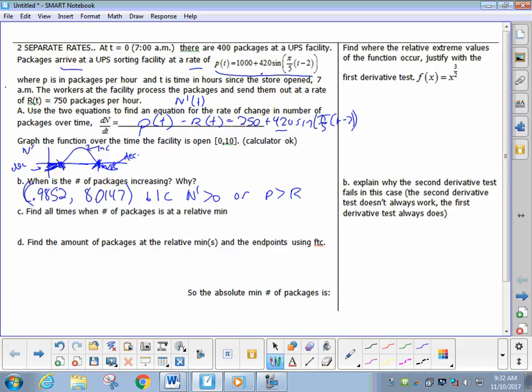All right, then. Find all times when the number of packages is at a relative min. Would you consider that you'd have a minimum at the end of a decreasing interval? So I know that up to 0.985, the amount of packages was decreasing. So if the number of packages is decreasing up to that point, isn't that a min, yeah? You with me? Now that's a logical one because it's a rate of change going negative to positive.